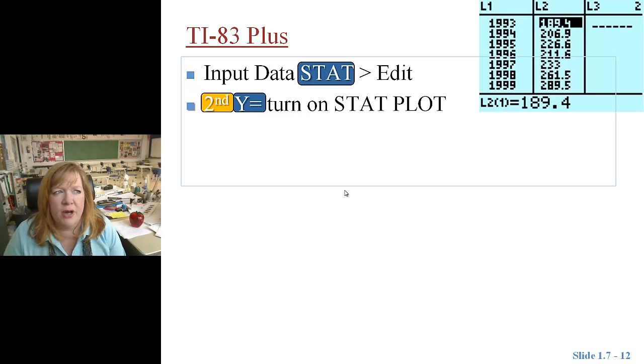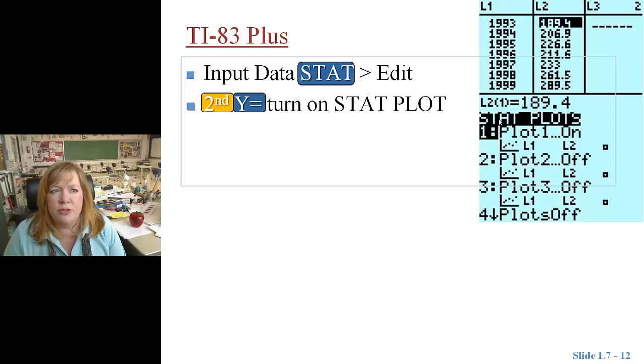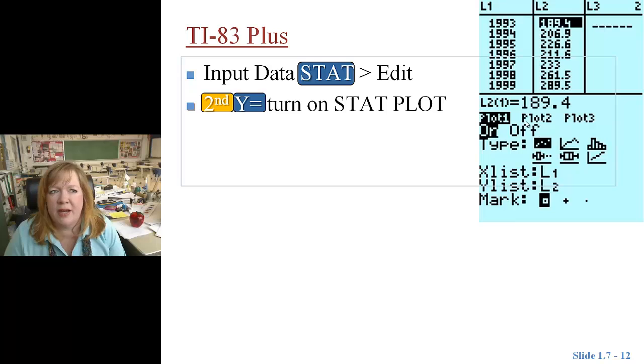Sometimes the plot's already on, but we like to double check. So second and then Y equals brings up this. Notice mine's already turned on and I have the correct type selected, and it's going to pull my X's from L1 and my Y's from L2, and there's what the marker looks like. I'm happy with all that, but if I'm not, I just hit enter and I'll go in here and change everything.